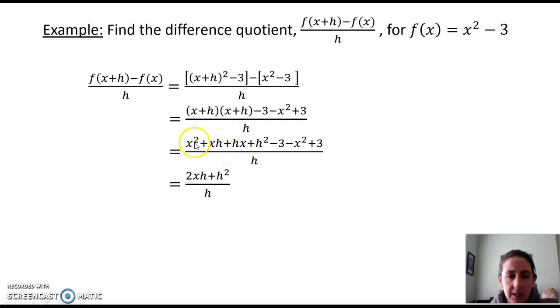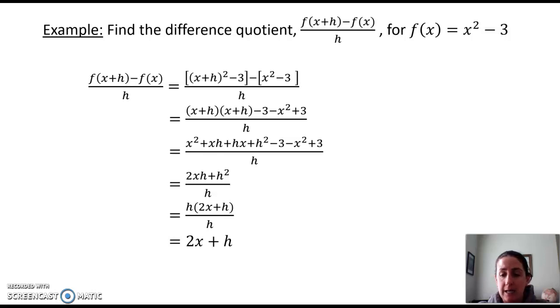Now notice this x squared and minus x squared will cancel. This minus 3 and plus 3 will cancel. So when you take this xh plus xh you get 2xh, and that h squared, that's what we're left with. Now notice all the terms in the top have an h in it, so I can factor that h out. And now notice these h's are now going to cancel, and that whole big difference quotient really just simplified into 2x plus h.